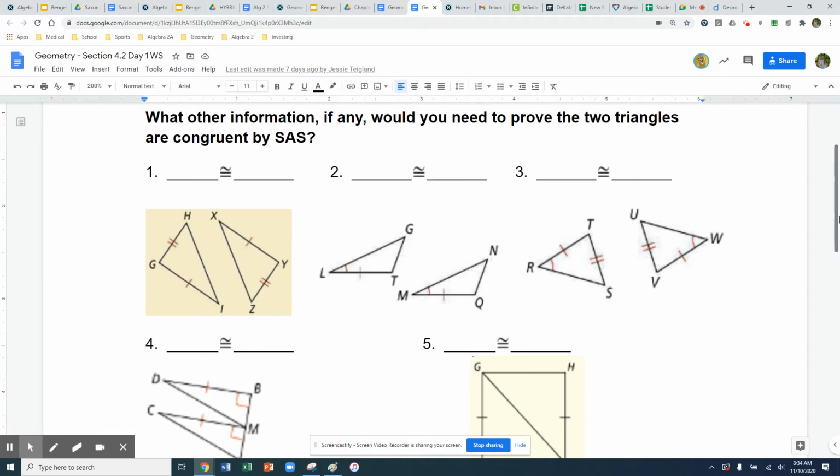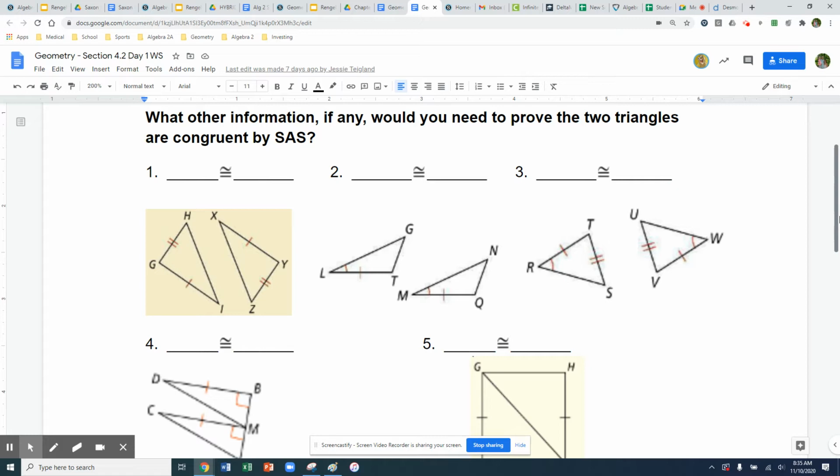Now, what do you think the S and the A are going to stand for? What do you think? What pieces make up a triangle? What is a triangle made up of? Sides and what? Sides and angles. So S is going to stand for sides, and angles is going to stand for that A up there. Now the first two that we're going to use is side, side, side, and side angle side.